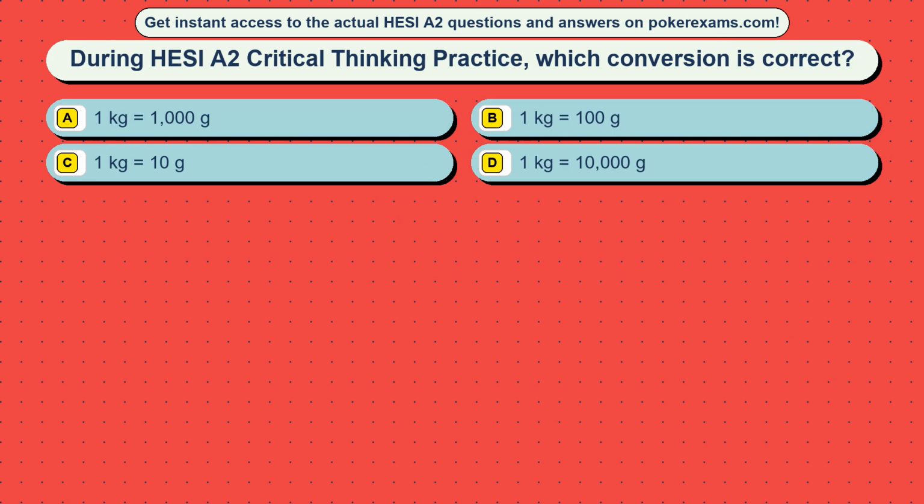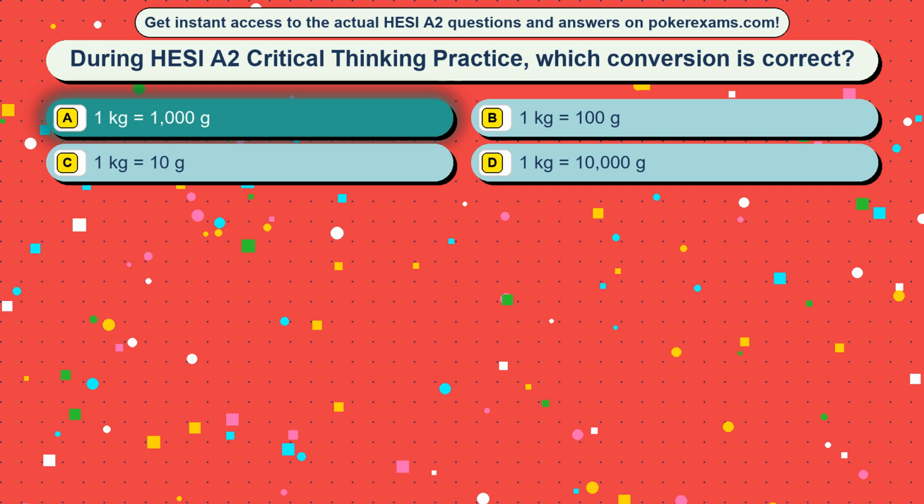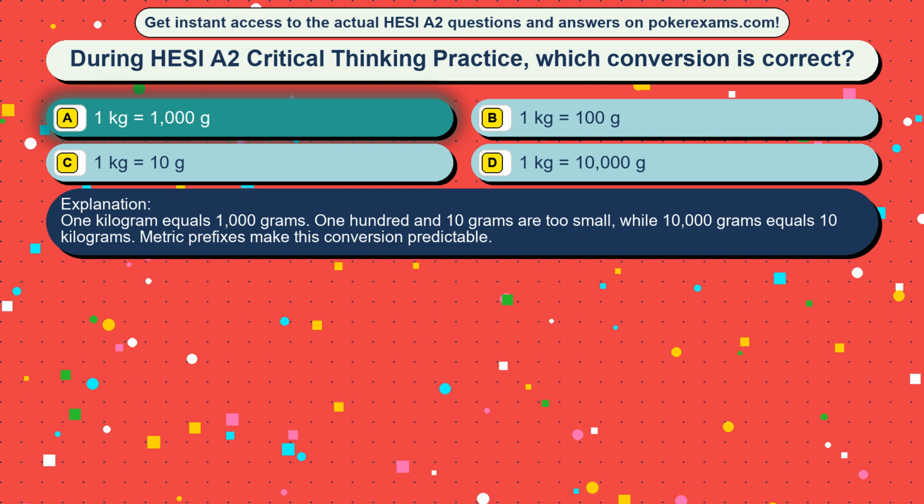Question 21. During HESI A2 critical thinking practice, which conversion is correct? Option A, 1 kg equals 1000 g. Option B, 1 kg equals 100 g. Option C, 1 kg equals 10 g. Option D, 1 kg equals 10,000 g. The correct answer is option A, 1 kg equals 1000 g. 1 kg equals 1000 grams. 100 and 10 grams are too small, while 10,000 grams equals 10 kilograms. Metric prefixes make this conversion predictable.